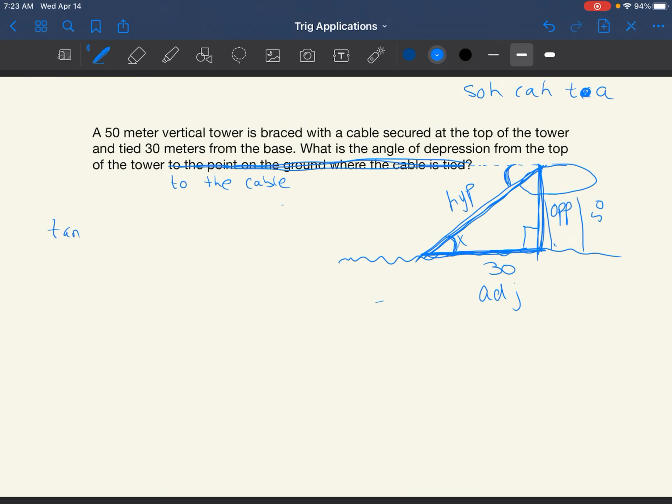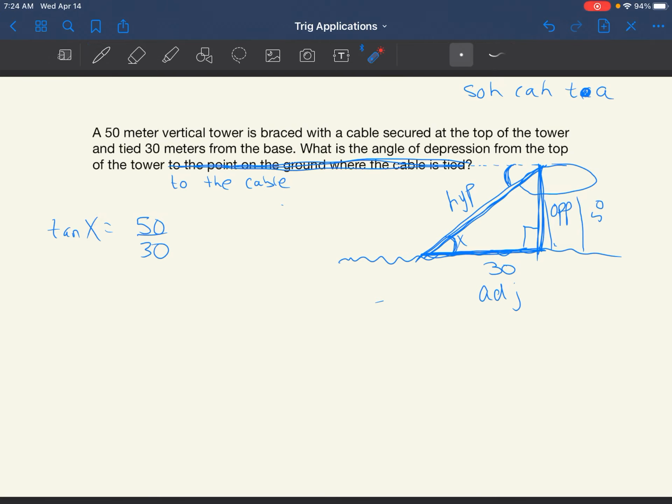So I have tangent of X equals, and I know that the tangent of X is going to equal the opposite, which is 50. Tangent is opposite divided by adjacent, so it's going to be 50 divided by 30. Okay, so we have that equation right there. Tan x equals 50 divided by 30.